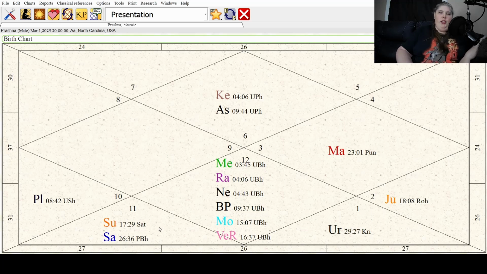So, 6th house. 6th house is your maternal aunts and uncles. It's your coworkers. It's your pets. It's your enemies. 6th house is your everyday work, everyday routines. It's health issues and accidents. It's debt. It's conflicts. It's competition. It's legal disputes.